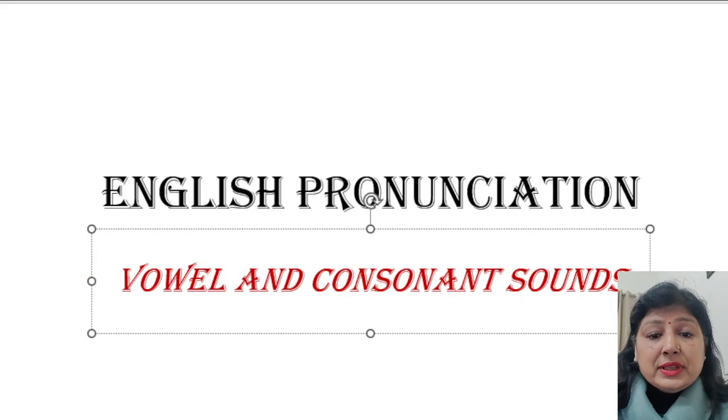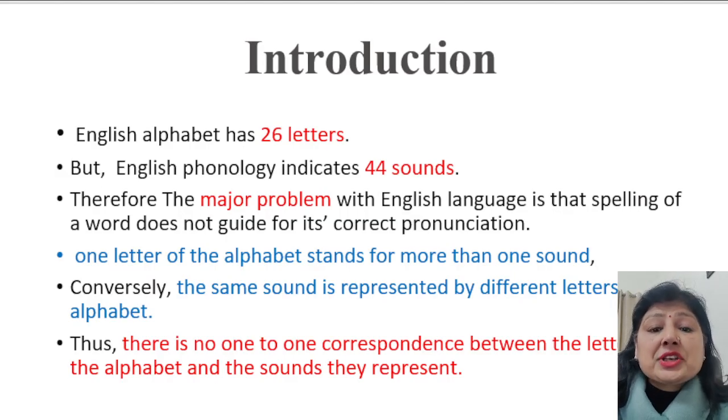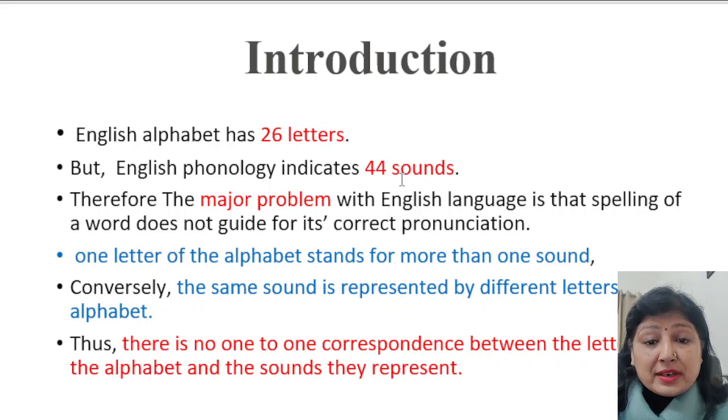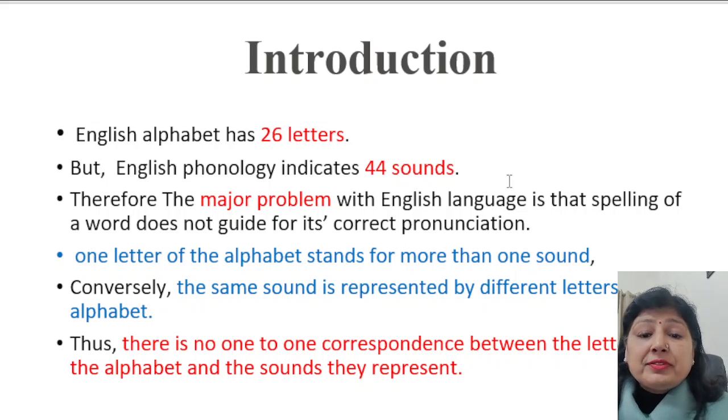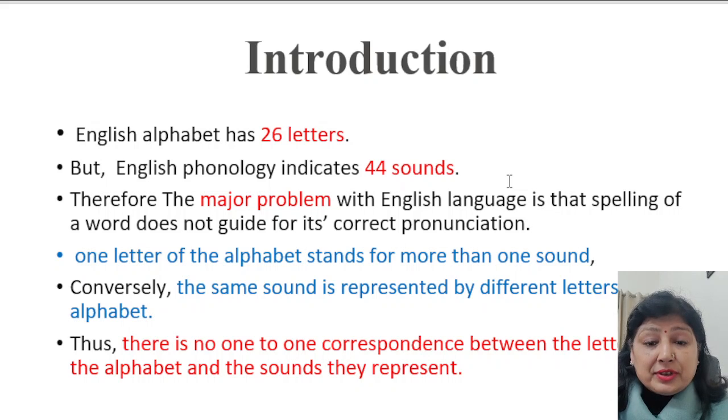As we all know, the English alphabet has 26 letters, but interestingly, when we study English phonology, we come to know that there are 44 sounds of the English language. And this is the major problem, that the spelling of a word does not guide us to pronounce that word.